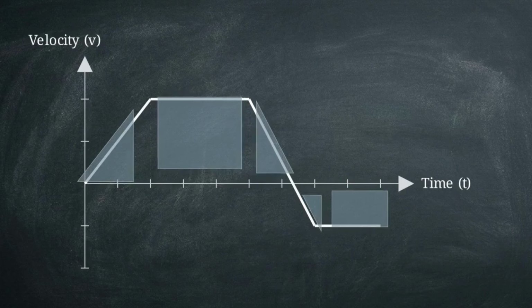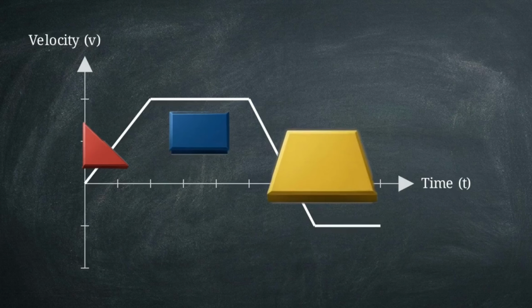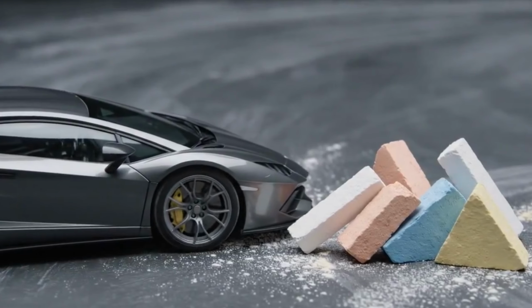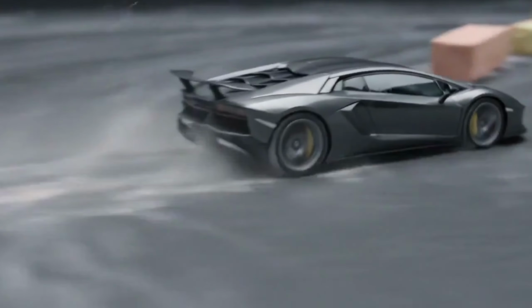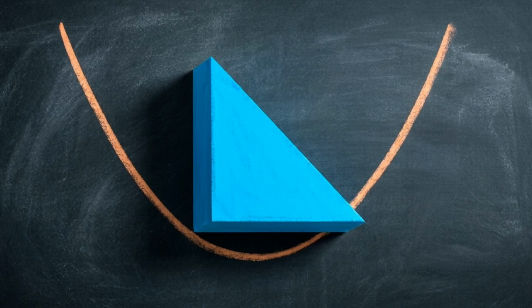Instead of algebraic formulas, we fracture the space under the line into basic shapes, a right triangle, rectangle, and trapezoid. Calculating the area of these simple shapes yields the exact total displacement in a fraction of the time required for algebraic substitution. Formulas isolate a single snapshot of a moving object, but graphs map the entire story at a glance. Visual geometry solves what algebraic formulas struggle to represent.